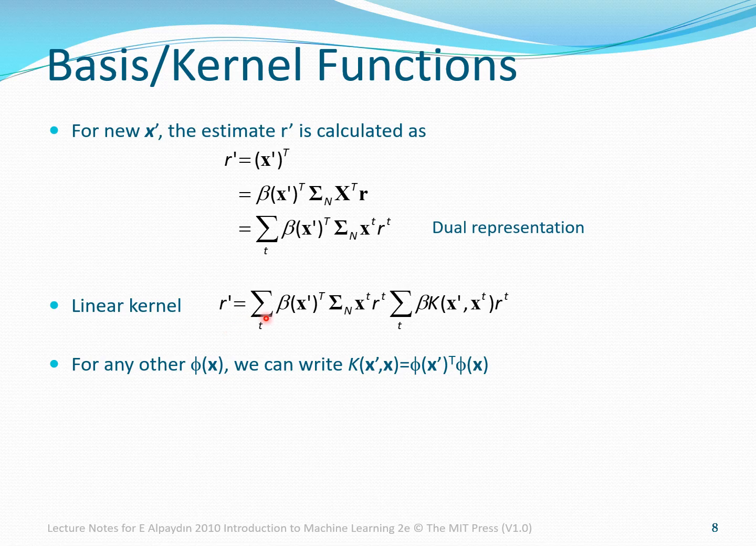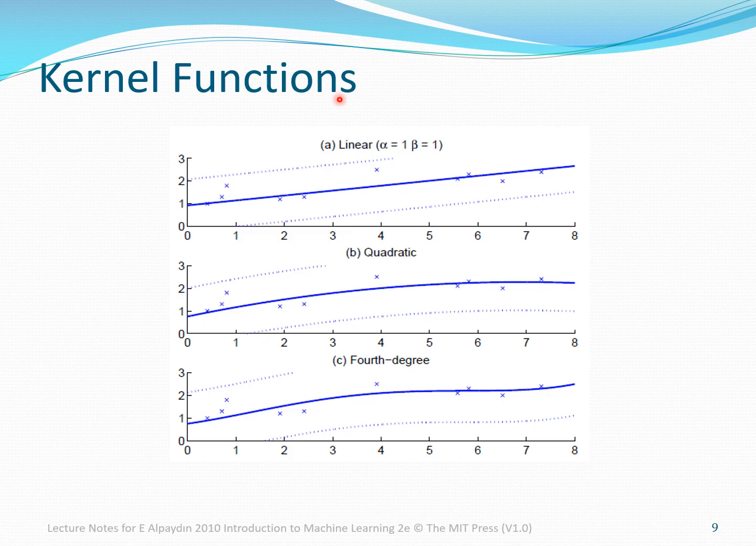Linear kernel: r dash equals summation of n beta x dash^T sigma_N x^T r, equals summation of n beta k(x dash, x^T) r. For any other psi(x), we can write k(x dash, x) as psi(x dash)^T psi(x). This slide shows the kernel function graph of linear, quadratic, and fourth degree for the same value of alpha and beta.